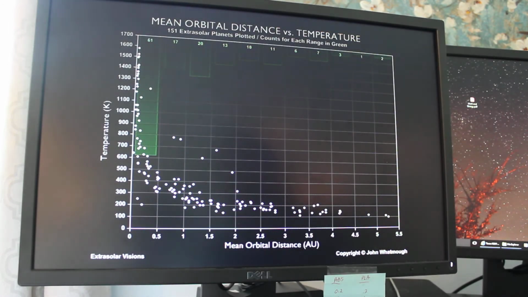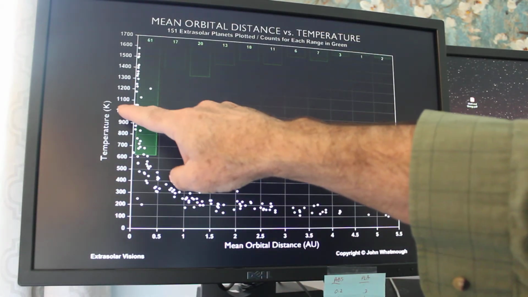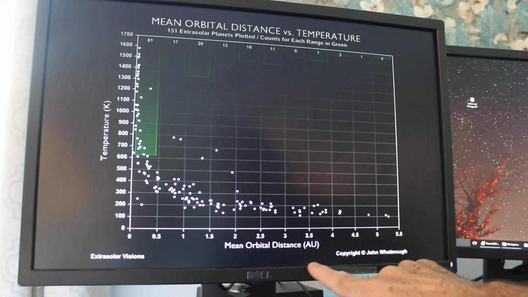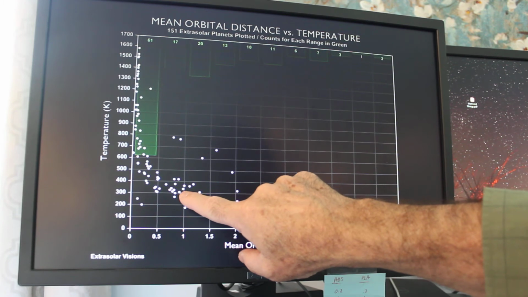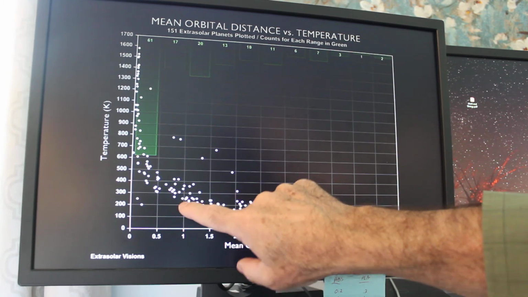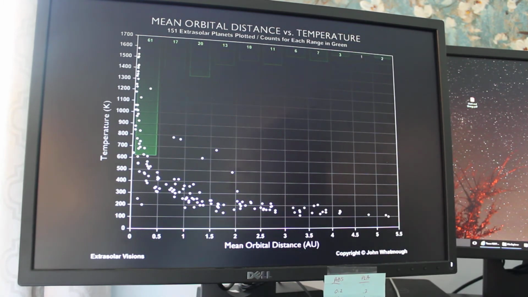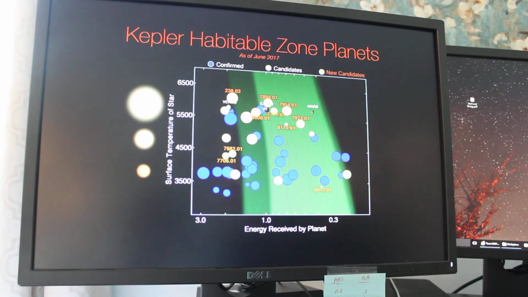All right, so this is another way of looking at it here. We're looking at temperature, in Kelvin, versus orbital distance. So the Earth, we're here and our temperature is about 300 Kelvin, right in this region right here. So any in here are very likely to be very similar to Earth and to have the right temperature. So this is another way.